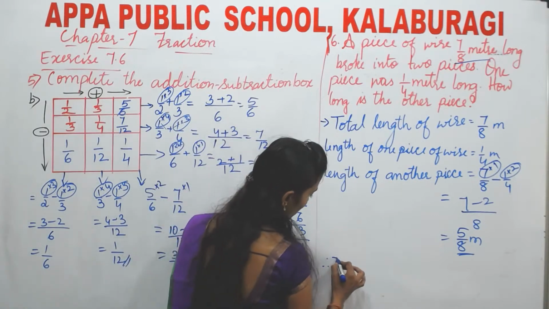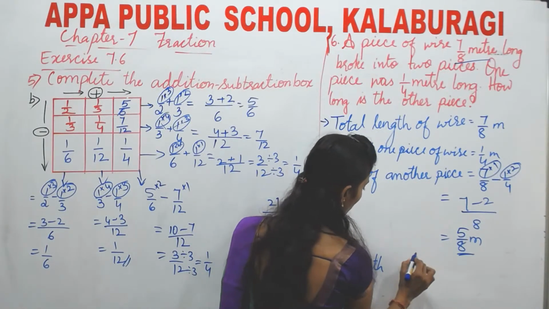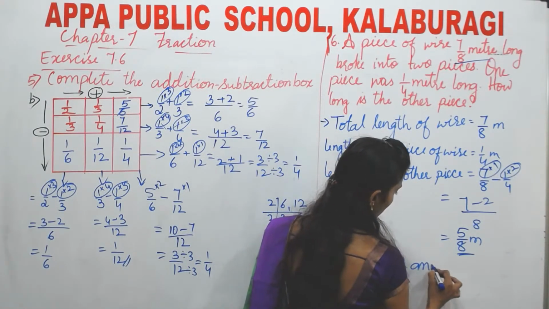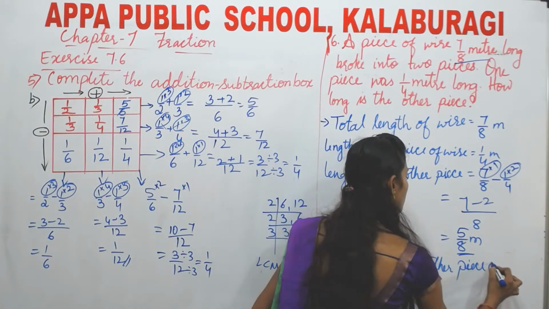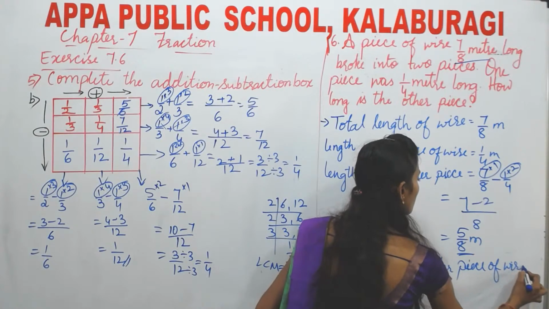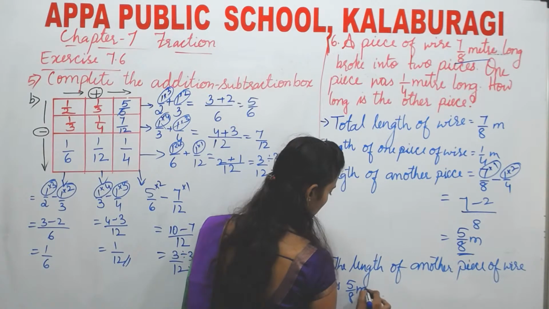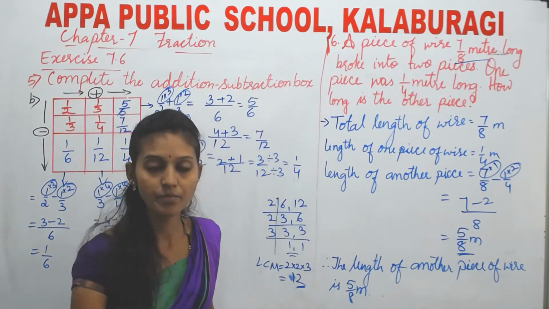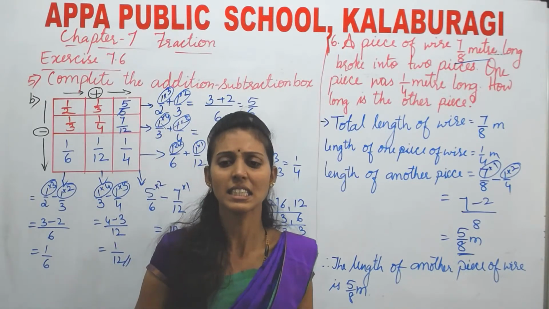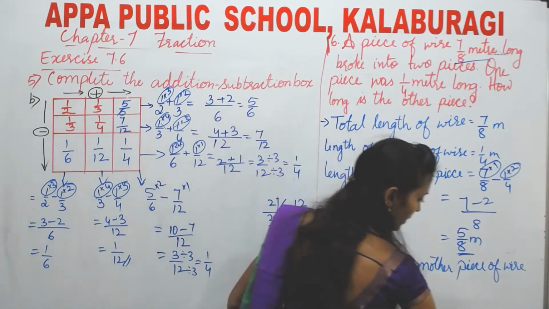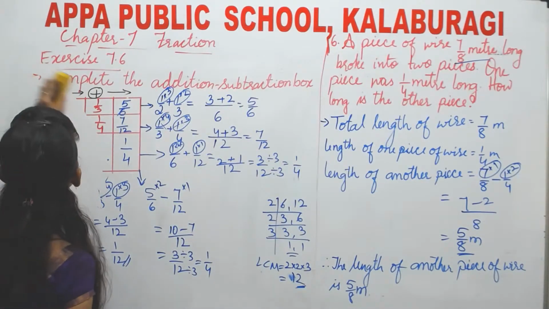So therefore, the length of another piece of wire is 5 by 8 meter. Okay? Very easy, isn't it? Yes, it is. Still, few more problems are there. Let us solve those also. Okay.